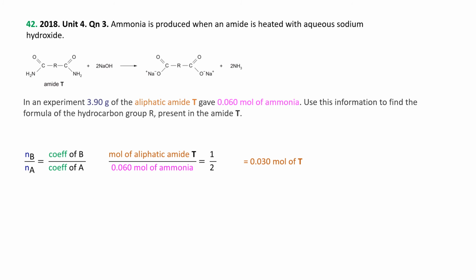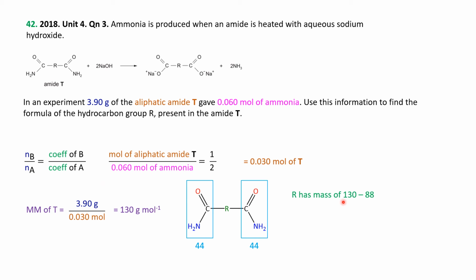Well, because we also know that we had 3.9 grams of T. So in other words, 0.03 moles of T weighs 3.9 grams. So the molar mass, which is grams over mole, is 130 grams per mole. How does that help us? Well, here's T. We know the whole molar mass is 130. We know we've got NH2, CO, and CO, NH2. So what's left is the R. The formula of the R group can therefore be calculated.